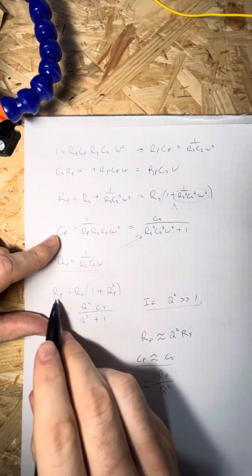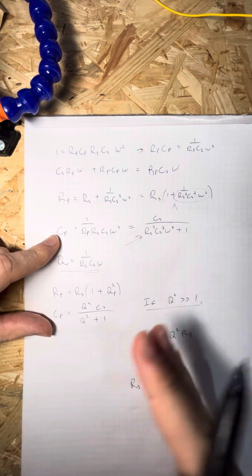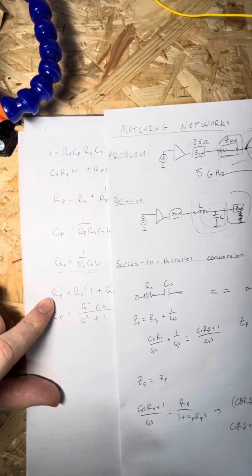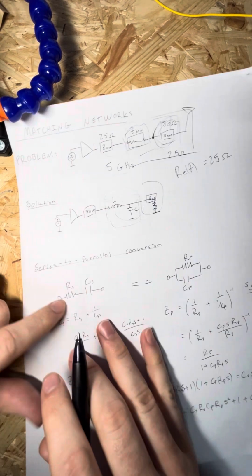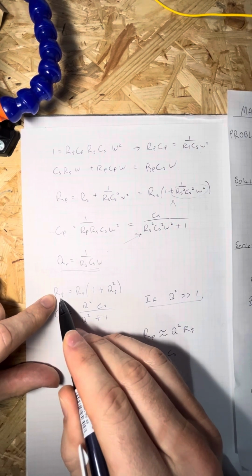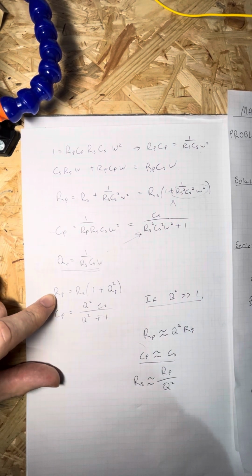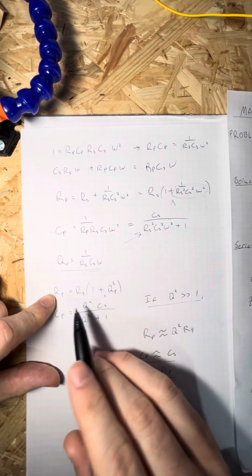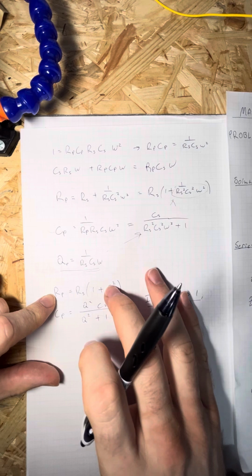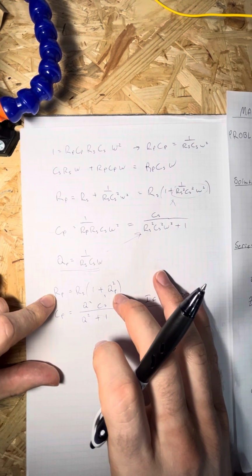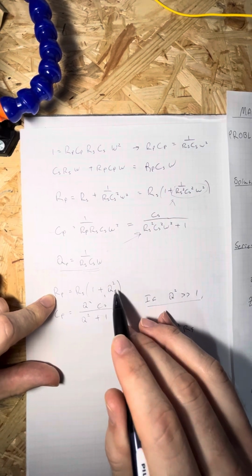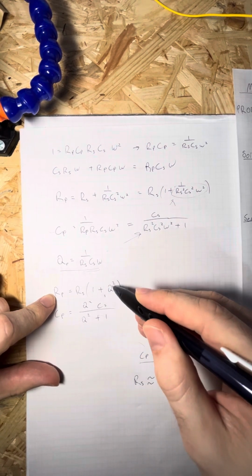What this is telling us is that if we choose to look at this circuit in series as if it were in parallel, it's going to change the real value of the impedance to this 1 plus the quality factor squared. So the real part of our impedance is going to increase by a factor of 1 plus Q squared.